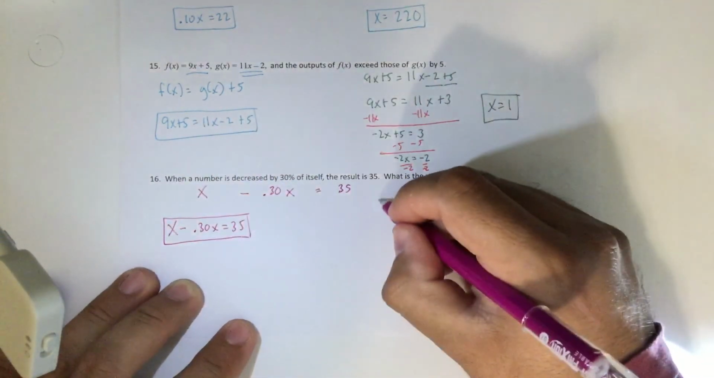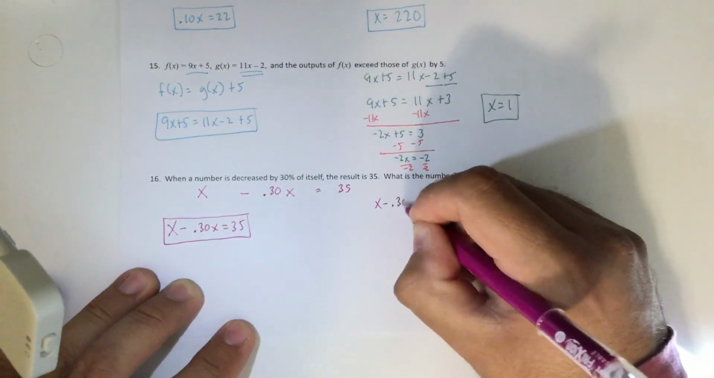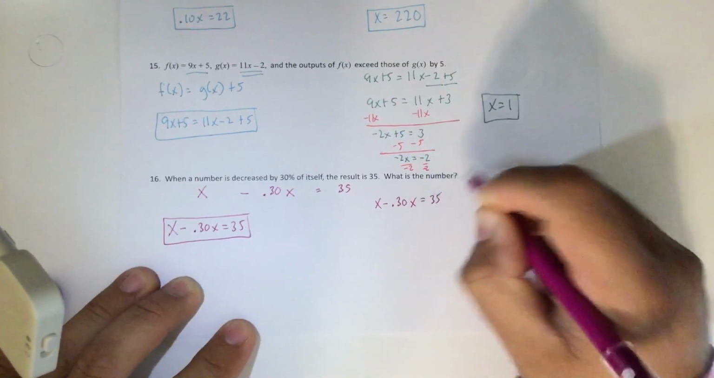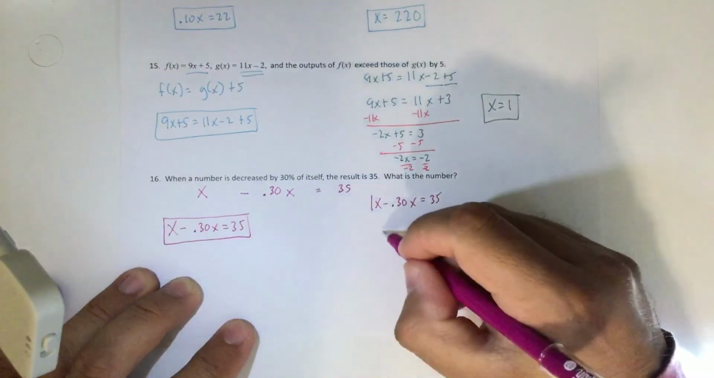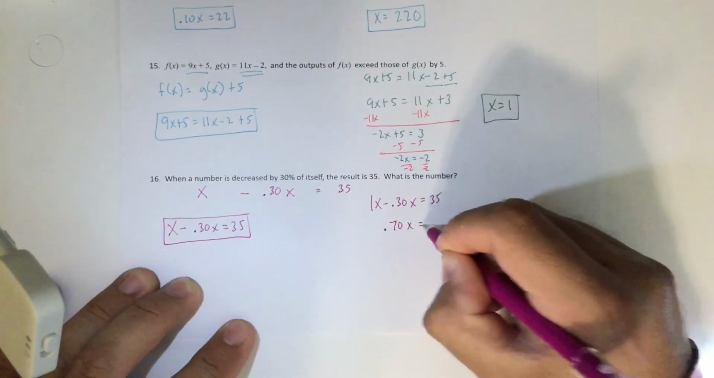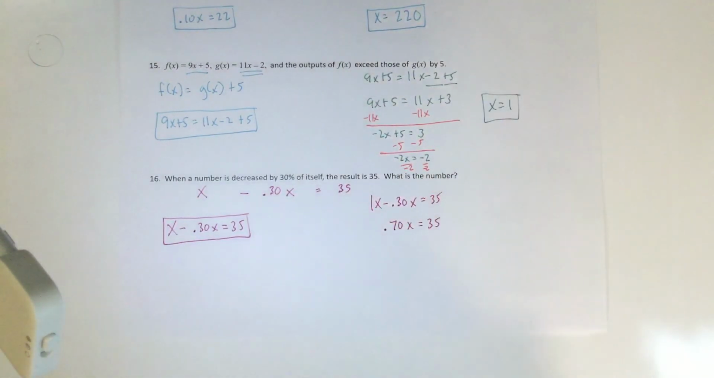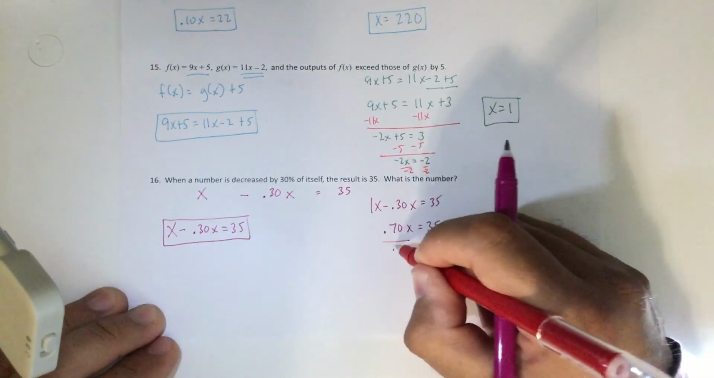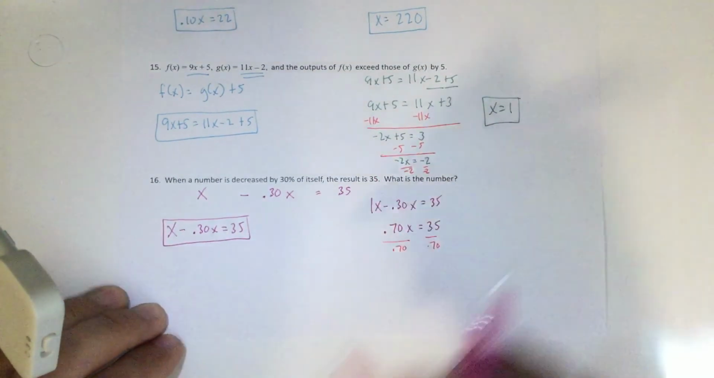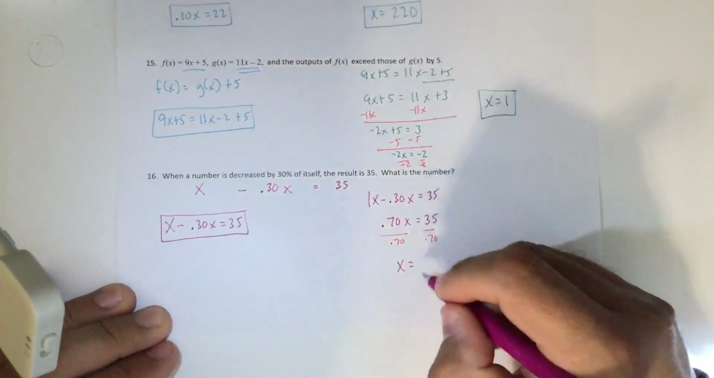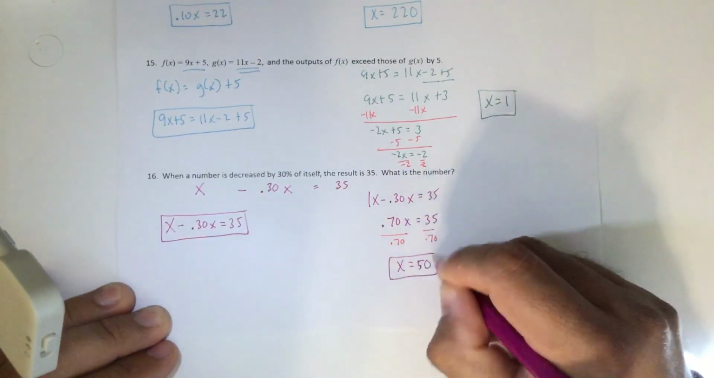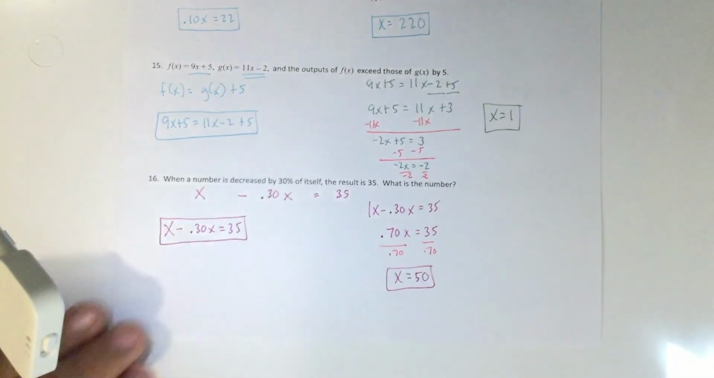Now I'm just going to take that over here and solve it. So this is pretty much a 1x, right? So 1 minus 0.3 is 0.70. And then to solve for x, we just divide both sides by 0.7. I'm going to put this in the calculator, and I came up with x is equal to 50. All right, and that concludes the review.